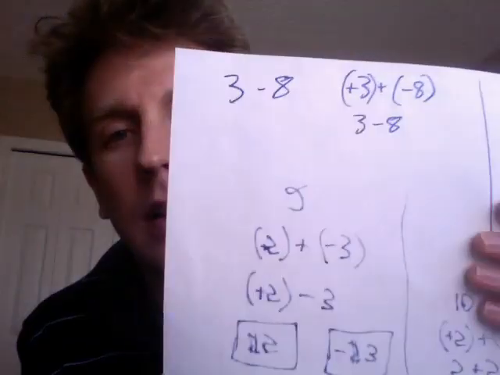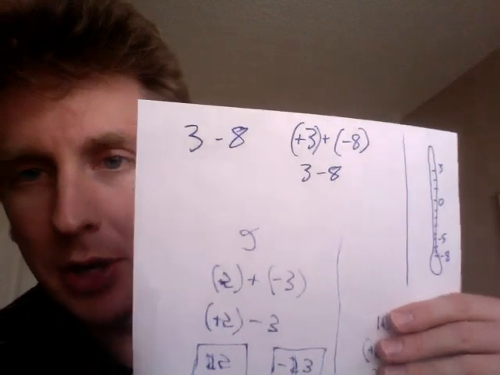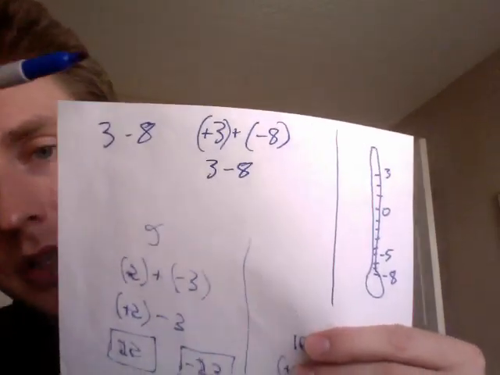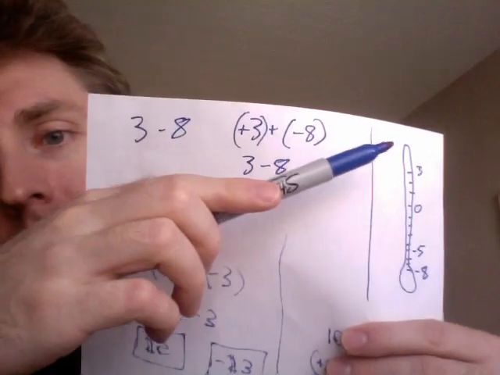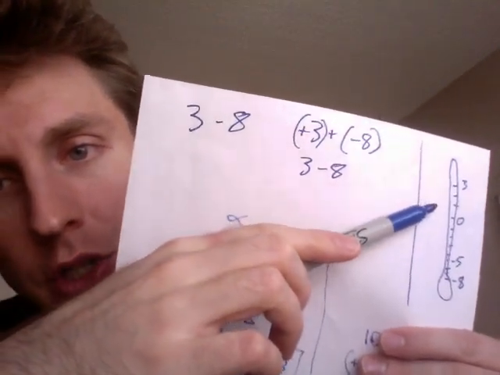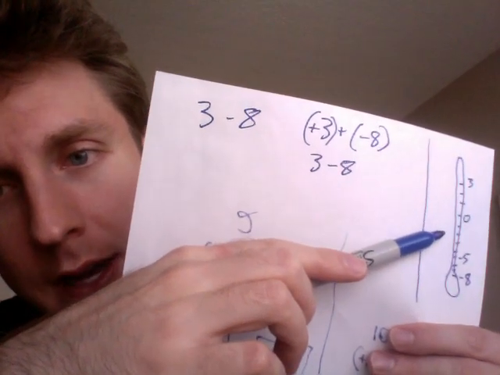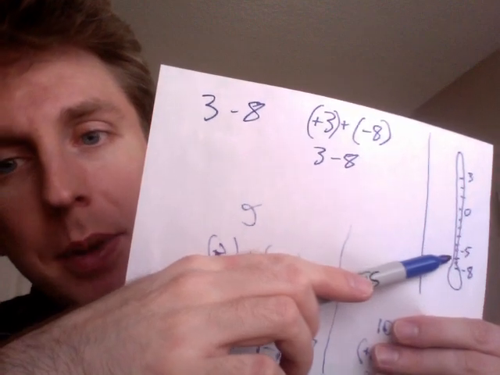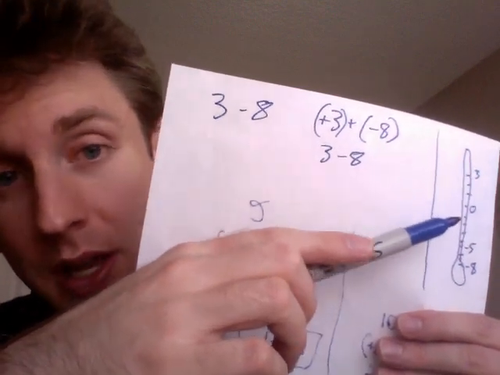Okay, so think of it this way. Here's my thermometer. Let's center this. It was 3 degrees, but we're subtracting 8. So we are going to go 1, 2, 3, 4, 5, 6, 7, 8. When we subtract 8 degrees, our total at the end is -5. So that is what the new temperature will be.